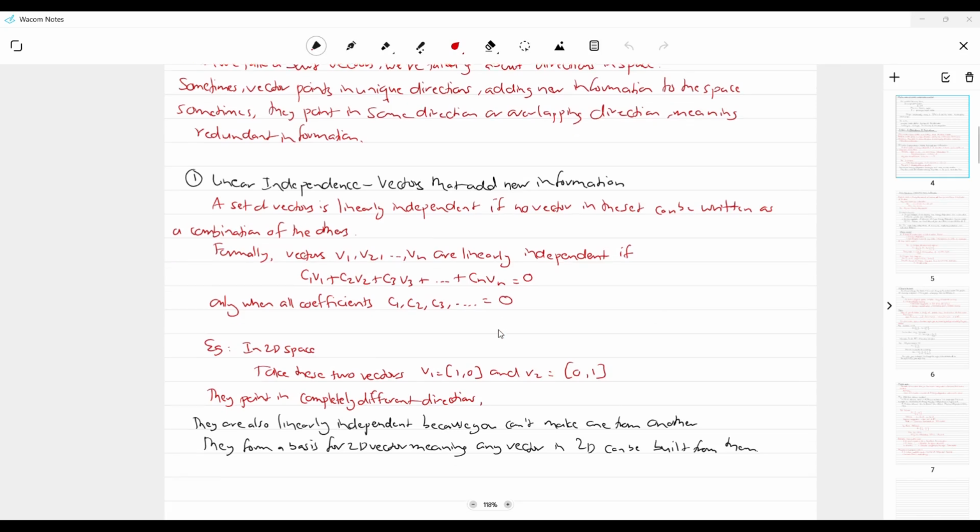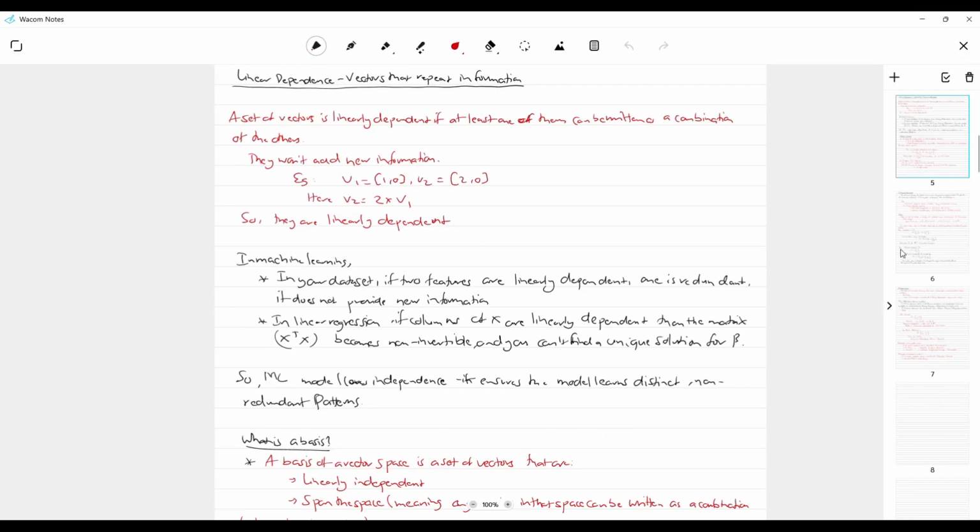We'll take an example here. Take two vectors in 2D: v1 equals (1, 0) and v2 equals (0, 1). Vector 1 points along the x-axis and vector 2 points along the y-axis. You can't make one from the other, no matter how you scale them. They're independent and together they form a basis for a 2D space.